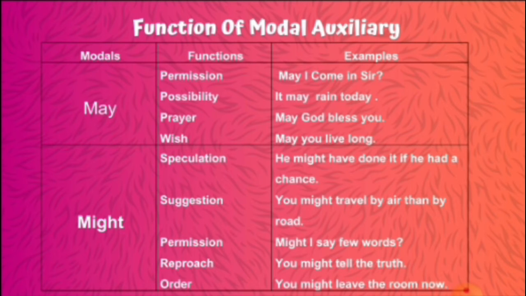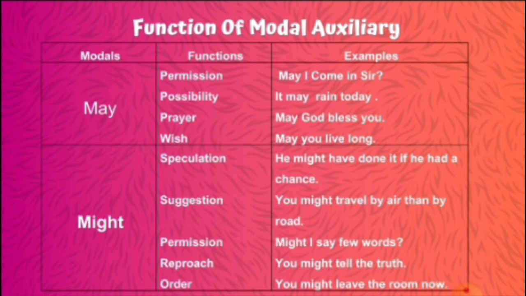In the case of may, there are some functions where we use may for permission. The first sentence is, may I come in, sir. These are the kind of sentences we use for asking permission. And for possibility: it may rain today, barish hogi. Here it shows possibility. For prayer: may God bless you. And when we use it as a wish, we say, may you live long. So when we use these modal auxiliaries, we can construct sentences like these.